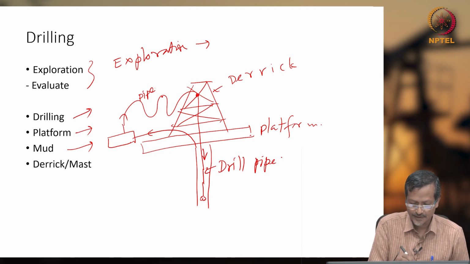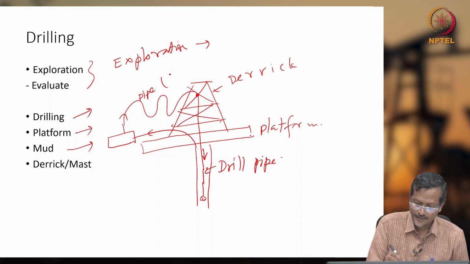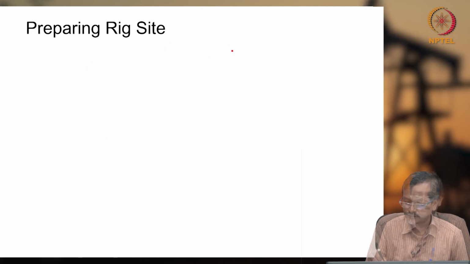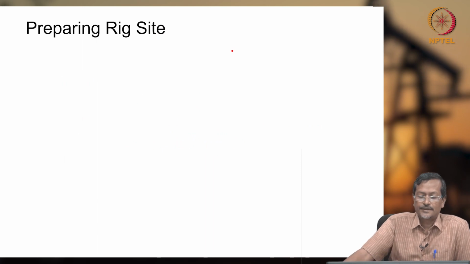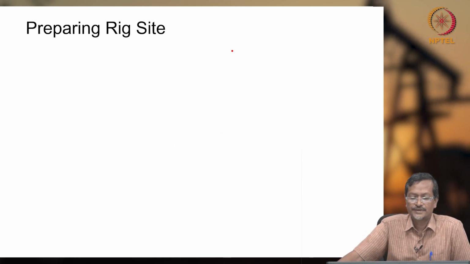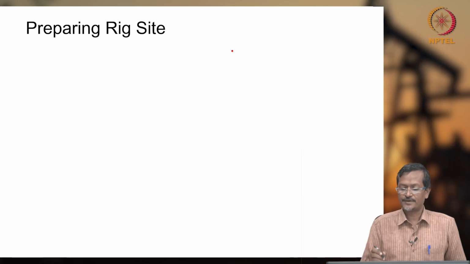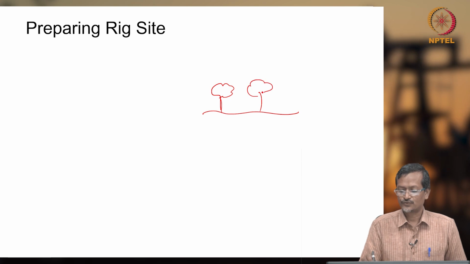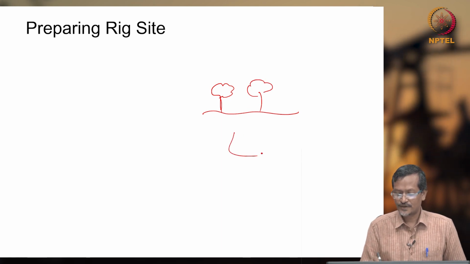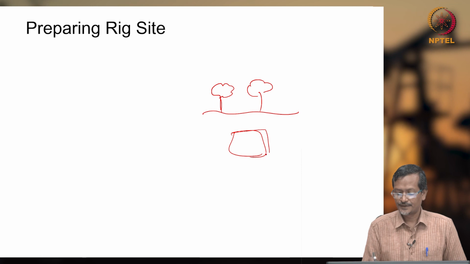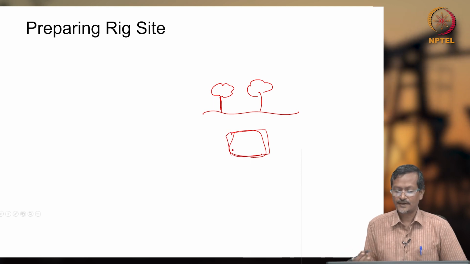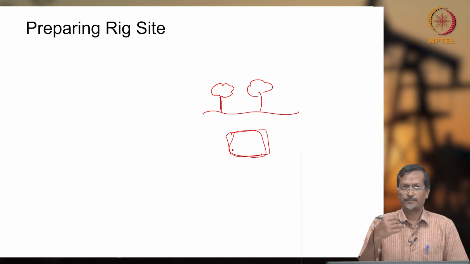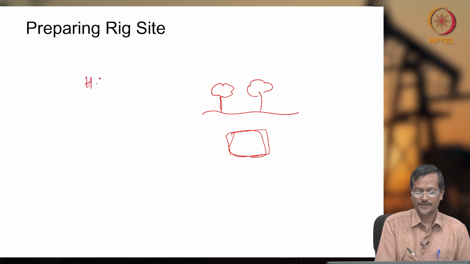This is drilling mud, drilling. Now, preparing the rig site. For the drilling area, after exploration, you found that the area is inaccessible. Inaccessible means there may be lots of forest, lots of trees, and you have one reservoir here. There is no accessibility. Then how will you drill there? Then you have to make a road maybe, or you have to plan to transport by helicopter.